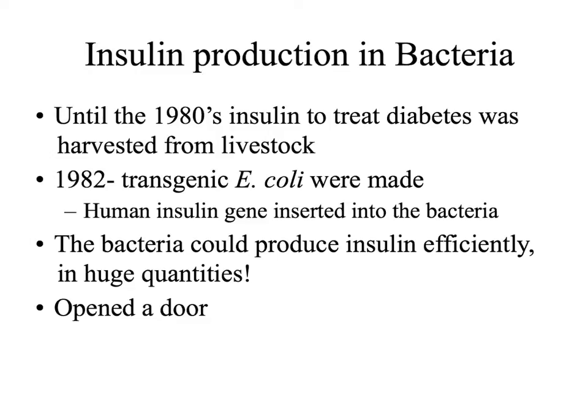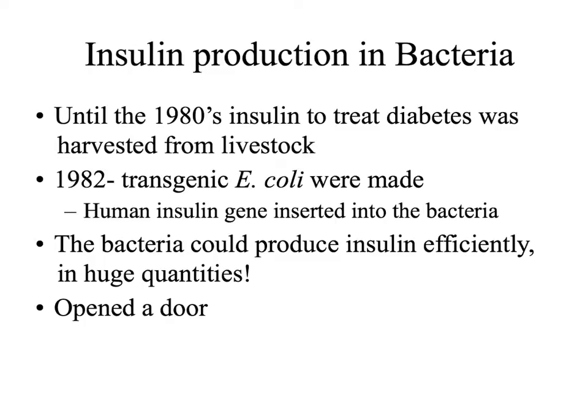Until the 1980s, insulin was actually harvested from livestock sent to slaughter. This chemical is produced by the pancreas of the body. So the pancreas of cows and pigs had to be harvested, the insulin collected, and then purified or isolated before it could be packaged and sold for diabetics.